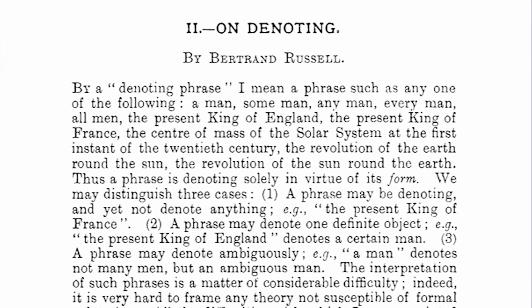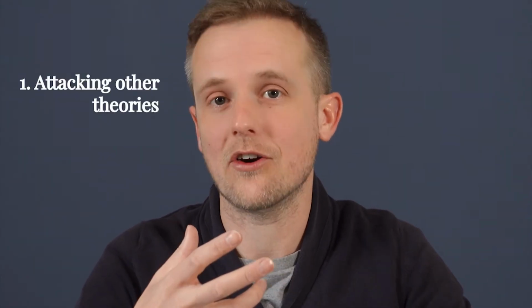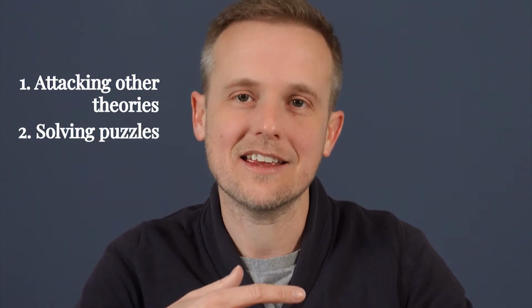Russell presents his theory in his landmark article on denoting, and in it he justifies the theory in two ways. First, by attacking two alternative theories as put forward by Alexius Meinong and Gottlob Frege, and second, as a way to solve three philosophical puzzles.